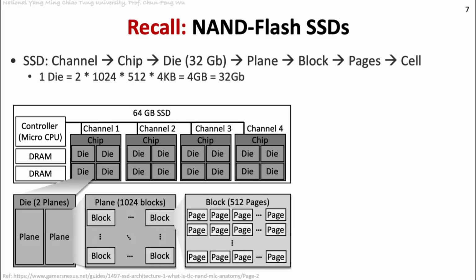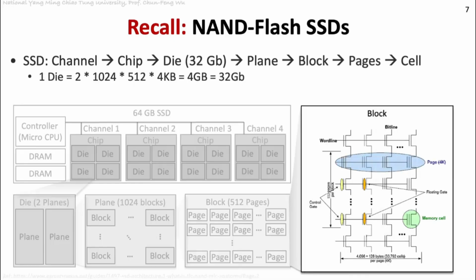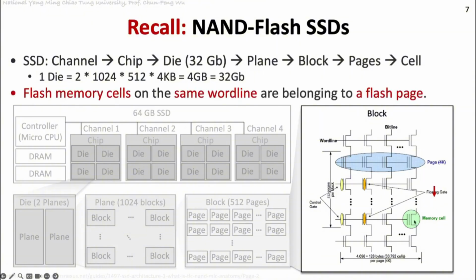So a page is the minimum granularity for read and write in the SSD. And this is the detail of what the circuit looks like inside the block. For each of these, it is a memory cell. And last week, we focused a lot of time on introducing how to read and write a memory cell like this. So what is a page?